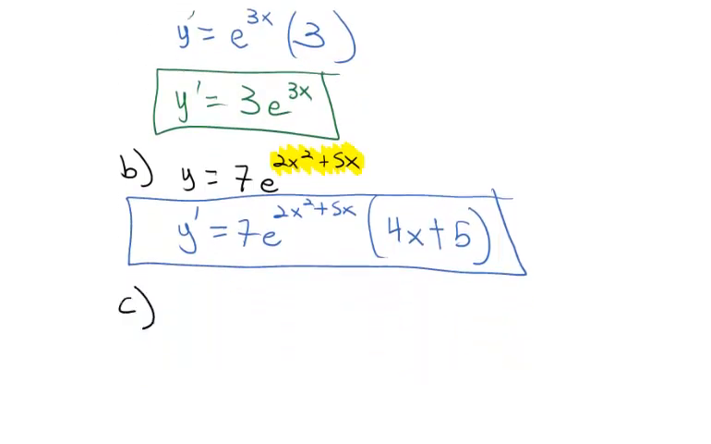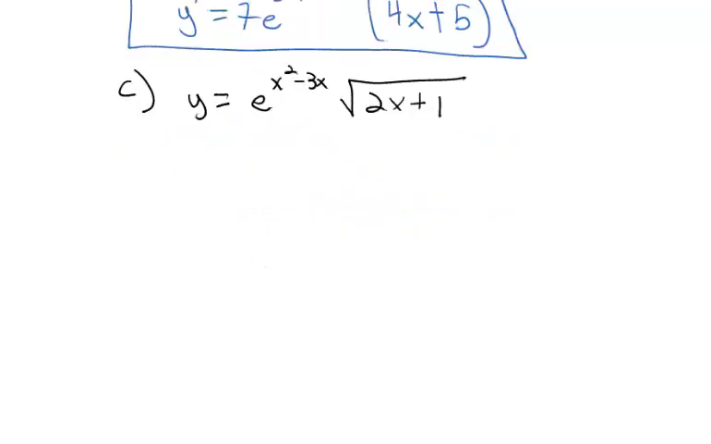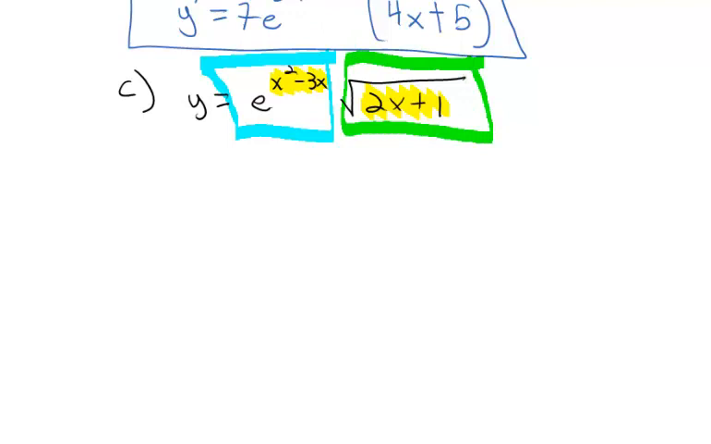How about this one? y equals e to the x squared minus 3x times the square root of 2x plus 1. As we dissect this one, we see an e to the guts. We also see the square root of some guts. Essentially what we have here is a product with the e to the stuff and the square root of the stuff. And again, we should be getting really good at recognizing square root. We're going to think about that as 1/2 power so that we can use our exponent property on it.